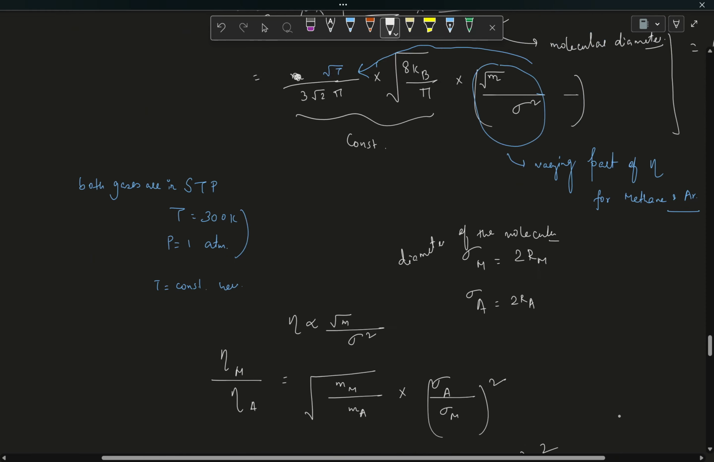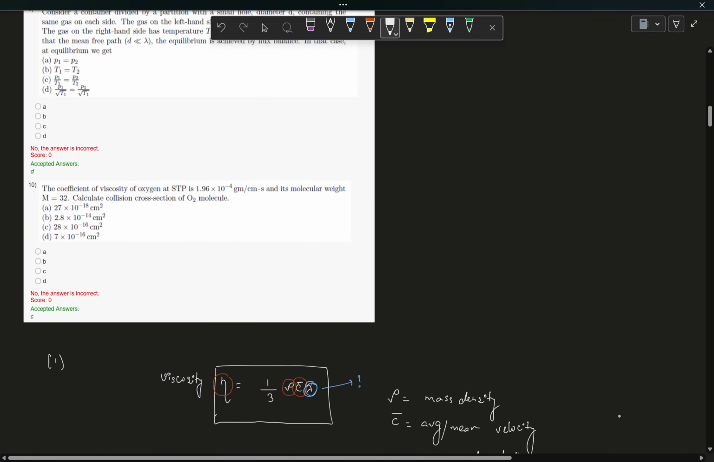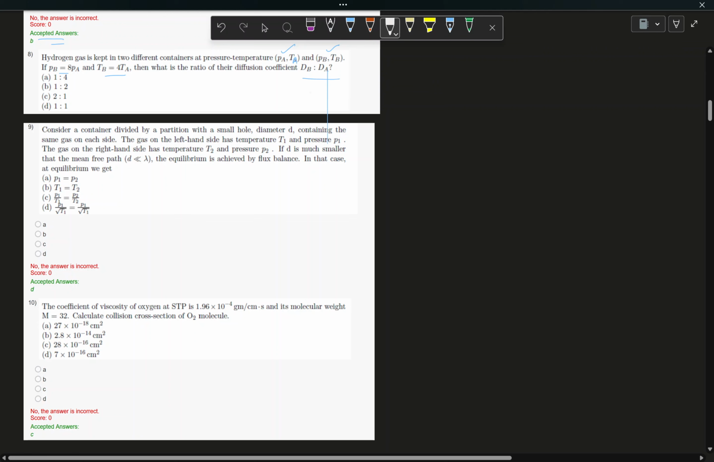Okay, so let us check our answer. Okay, so this is the right answer. Even though this part of the question is cut off, this is the right answer. Right answer is D. Then question number 9.